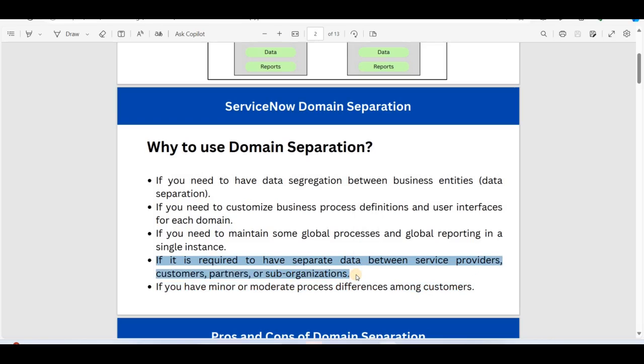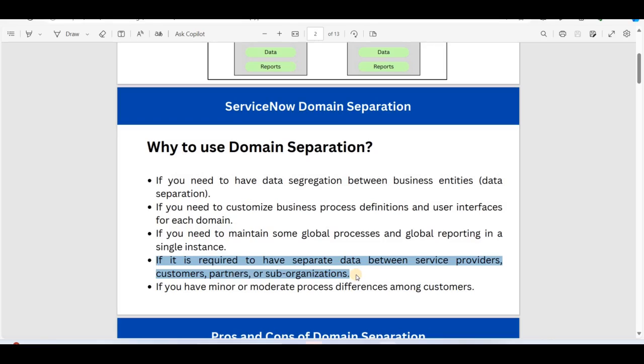So in case of ServiceNow also, there are n number of partners, n number of service providers, and n number of customers. In order to maintain all these entities under a single instance, you can use domain separation. This is the best use case for any domain separate environment.